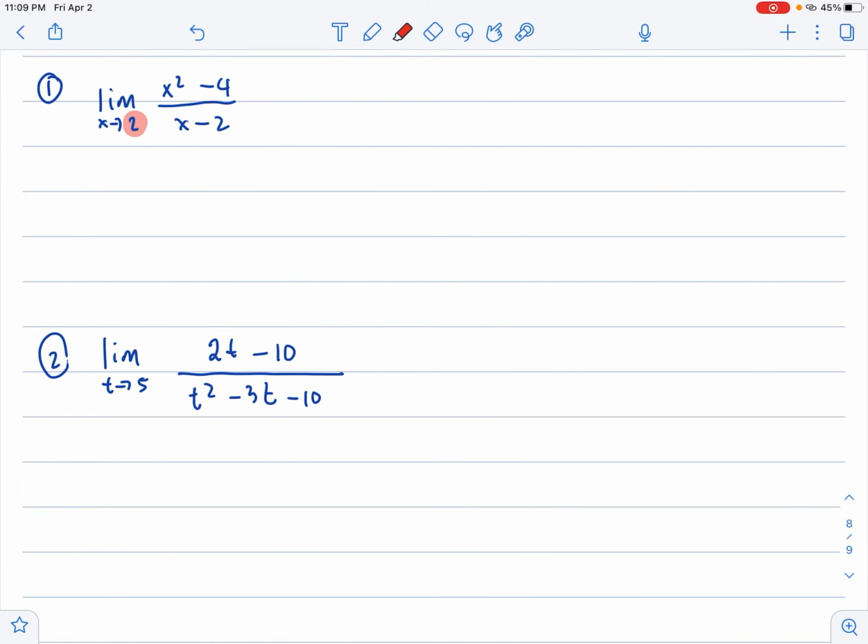Well, ang una yung dapat tignan is pwede ba kayo mag-factor doon sa numerator at sa denominator. Check natin. Pwede ba natin i-factor yung x squared minus 4? Pwede. This is difference of 2 squares. So this is equal to the limit as x approaches 2 of, ang factor ng x squared minus 4? This is x plus 2 times x minus 2. And we divide that by x minus 2.